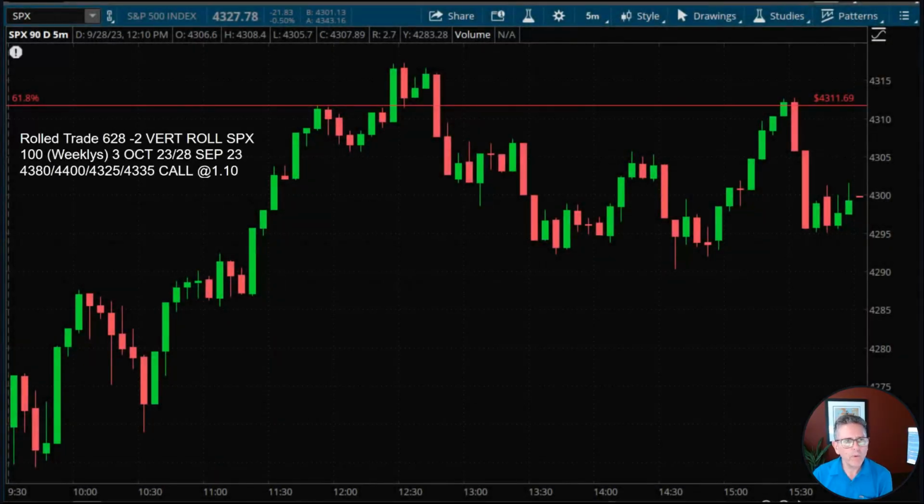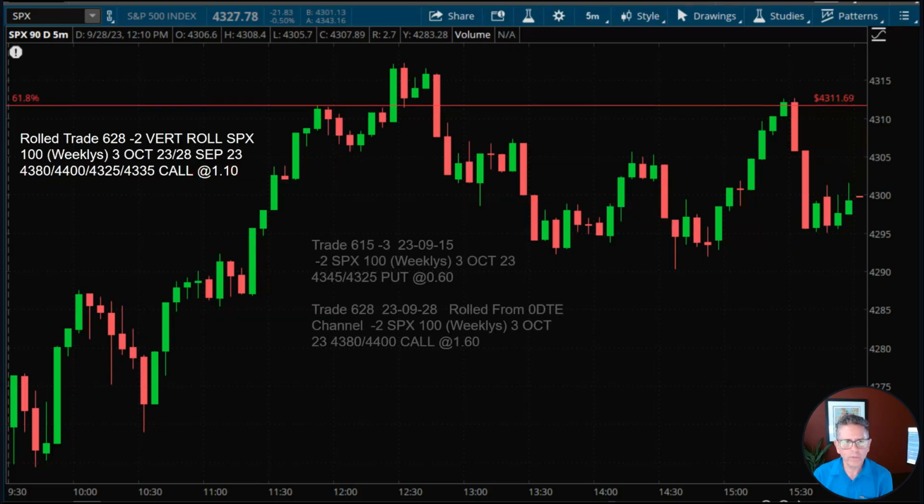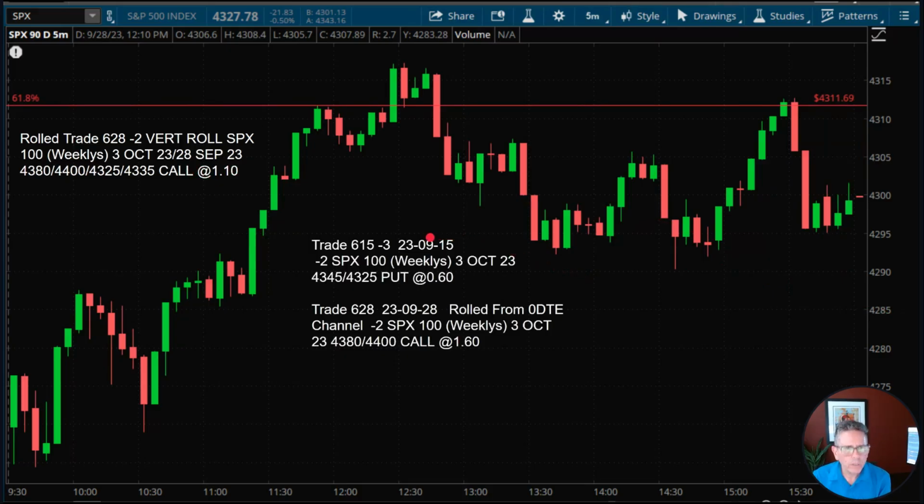Okay, now we rolled the trade. We collected $1.10. Okay, actually this is a roll trade. Yeah, this is a roll trade. And so now we have 20 wide again. And so we collected $1.10 here. And then here we rolled that trade for 60 cents, and then we rolled for $1.60.